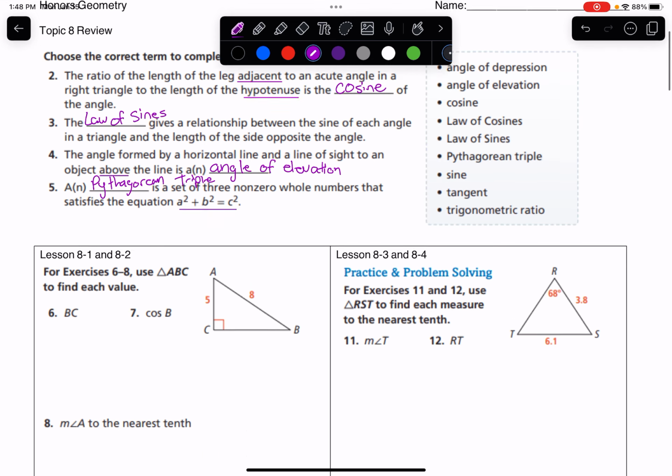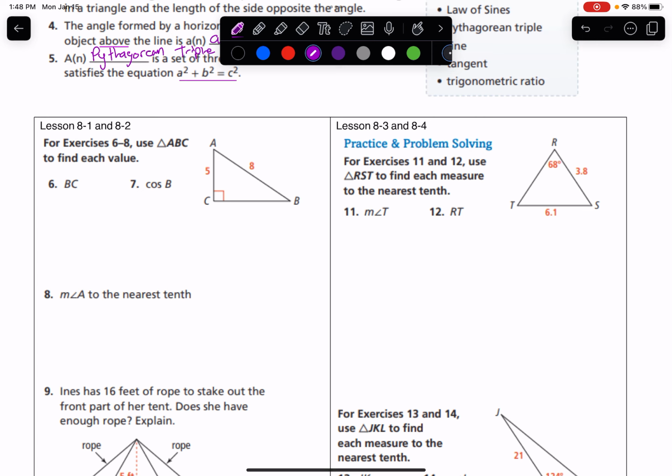All right, so let's move on here. From lessons 8.1 and 8.2, number 6, to find BC, we can just use the Pythagorean theorem. So 5 squared plus x squared equals 8 squared. That's going to be 25 plus x squared equals 64. Subtract 25 from each side and get x squared equals 39. There's no way to simplify when we take the square root of that, so we just get x equals the square root of 39. And I can write that on this line, square root of 39.